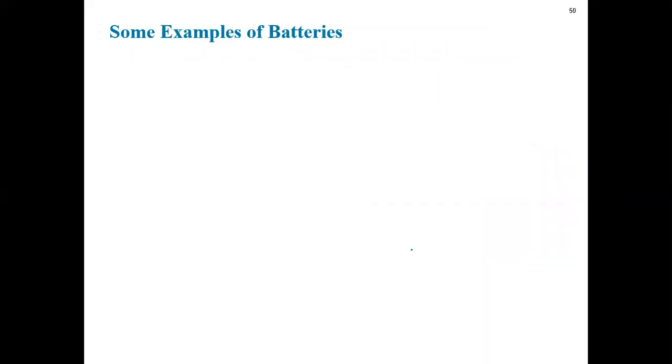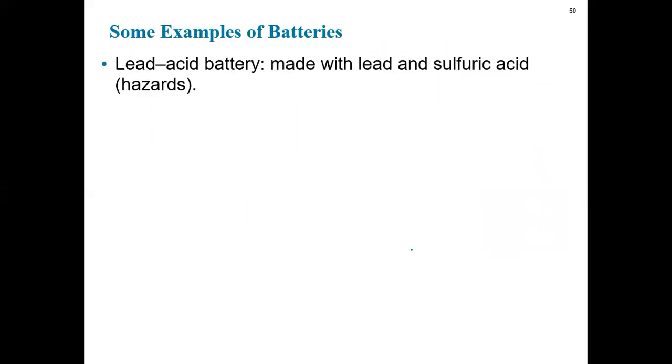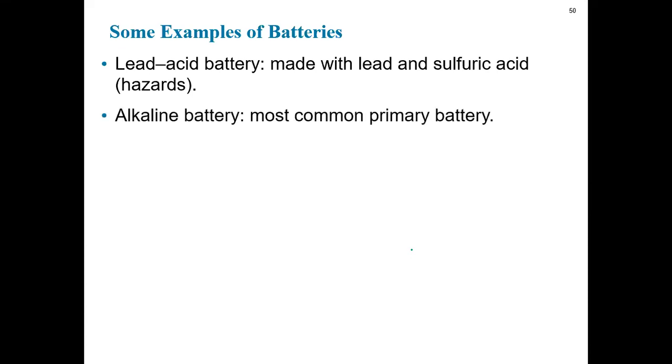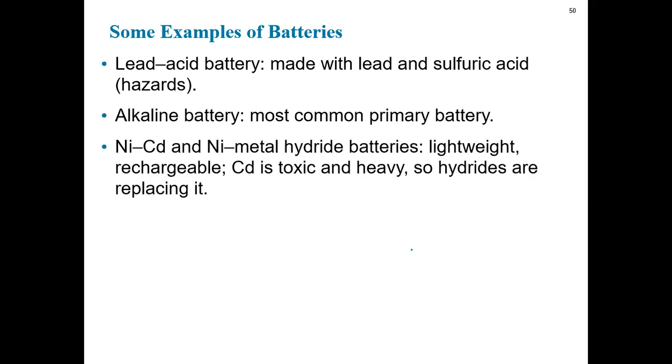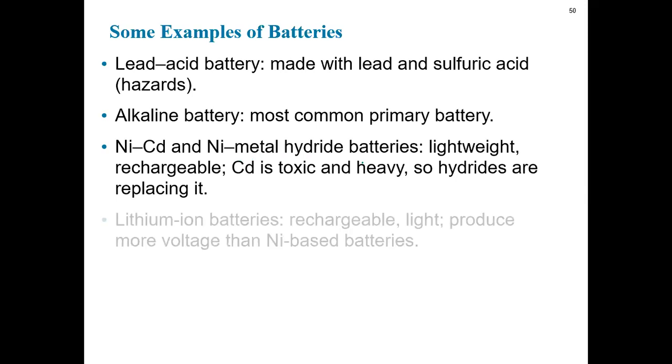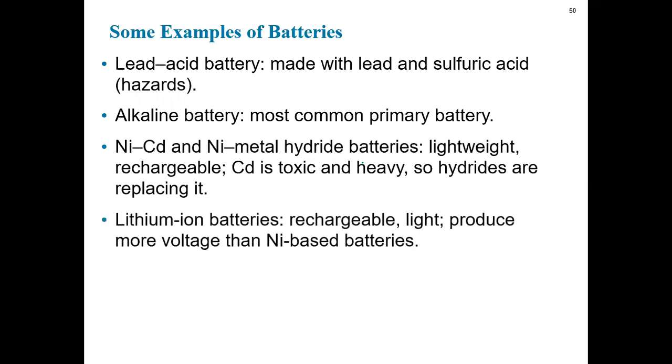Let's look at a few examples of batteries. One typical battery used a lot, like in your automobile, is the so-called lead acid battery. That is made with lead and sulfuric acid. Then you have the alkaline batteries, the most common primary batteries. Later on, people developed secondary batteries that can be charged, like nickel cadmium and nickel metal hydride batteries. Nowadays, we use a lot of lithium ion batteries. You can recharge them, they are very light, and they produce more voltage.